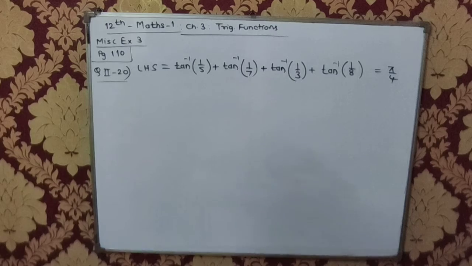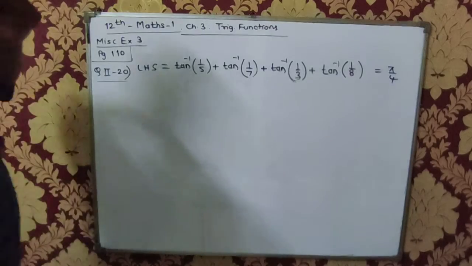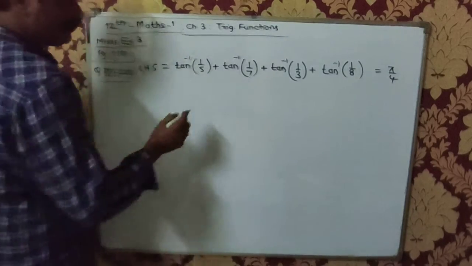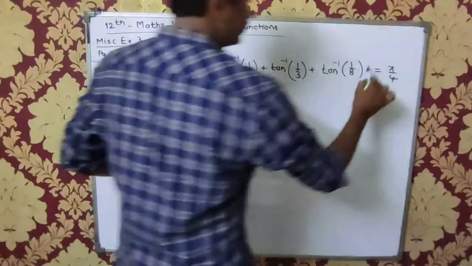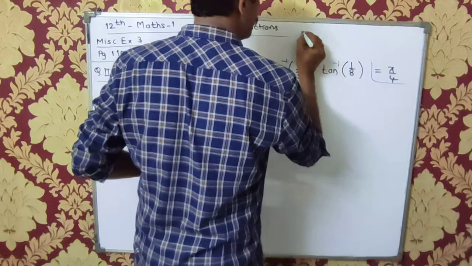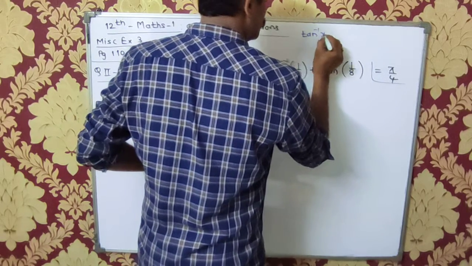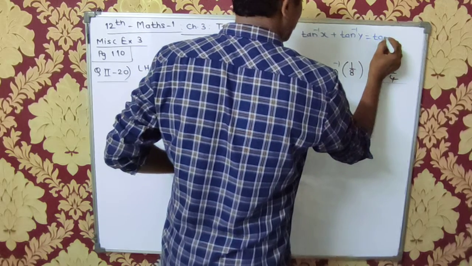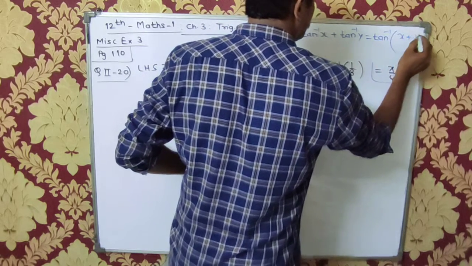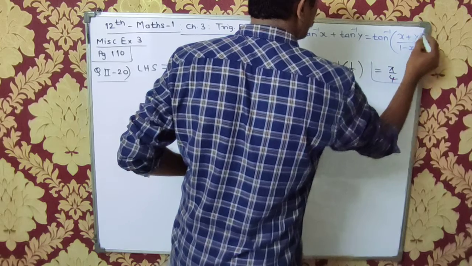Okay, now let's go for the next question, number 20. Students, here are four tan inverse expressions, and this is the RHS. Now we have to again use the same formula: tan inverse of x plus tan inverse of y is equal to tan inverse of (x plus y) upon (1 minus xy).